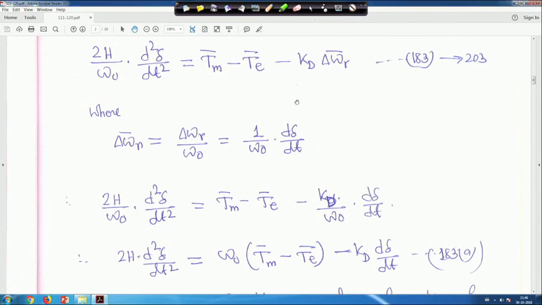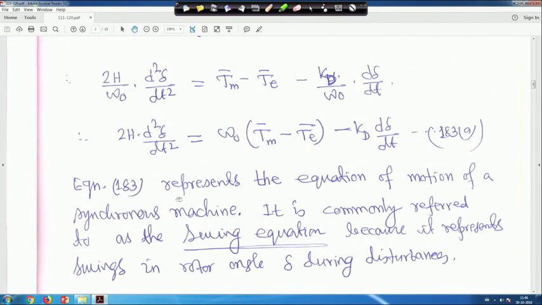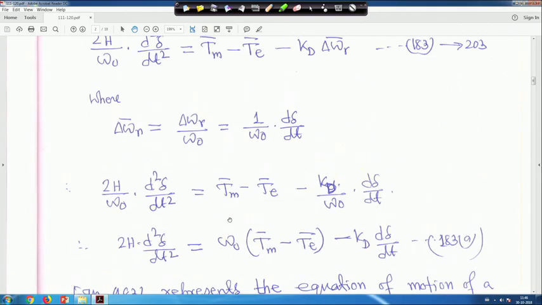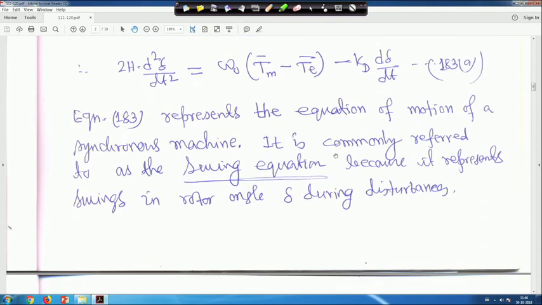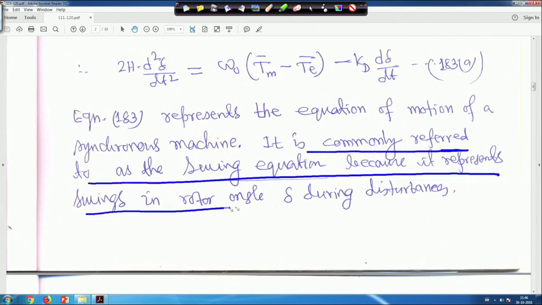Equation 183 represents the equation of motion of a synchronous machine. It is commonly referred to as the swing equation because it represents swings in rotor angle delta during any disturbances.